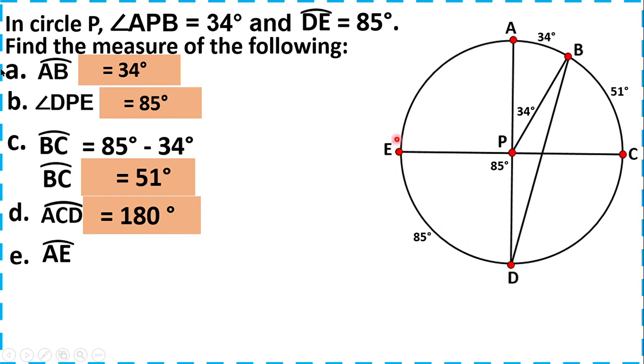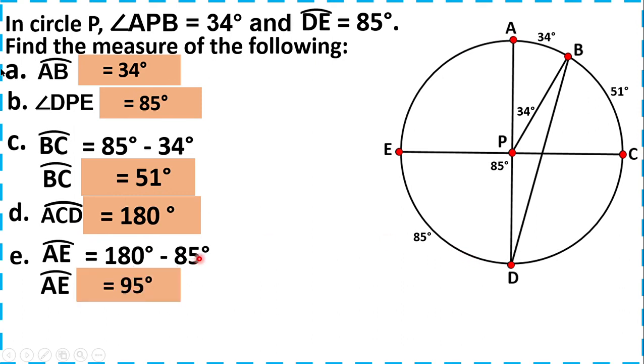So, ano naman yung measure ng arc AE? So, arc AE, we have 180 minus 85 degrees kasi semicircle ito. Ito yung diameter, yung segment AD. So, segment AD, yung arc DE is 85 degrees. So, subtract lang natin yung 85 from 180 degrees, yung kabuuang measure ng ating semicircle. So, 180 minus 85 degrees. So, measure of arc AE is 95 degrees. So, 95 degrees ito ang arc AE. Kasi 95 plus 85 is 180 degrees.